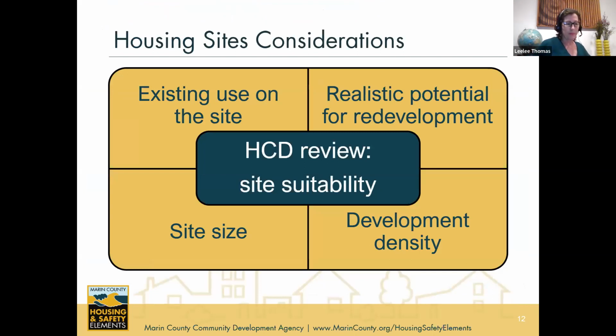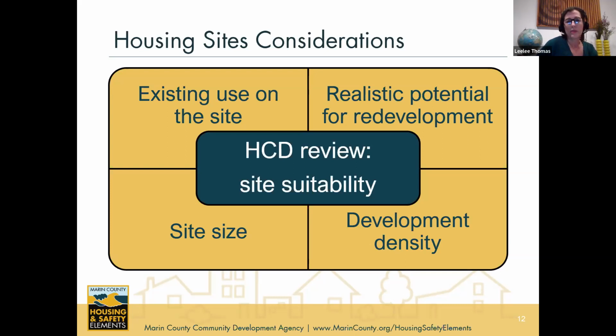So let me switch gears to talk a little bit about our sites and what the criteria was that we used in selecting sites. The state reviews our selected sites, and they have some really specific criteria, including: is there realistic development potential during the housing element period? So during that 8-year cycle, is the size appropriate for the housing that you're proposing on the site?